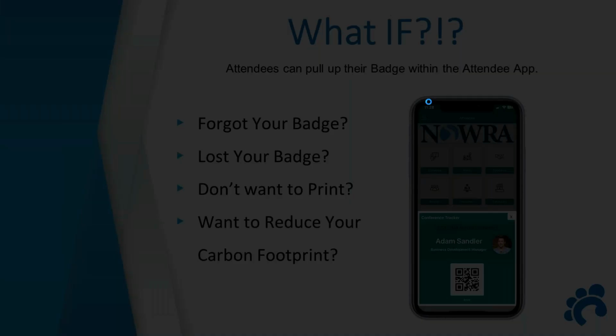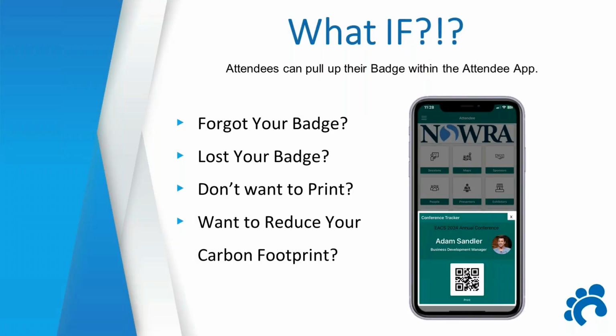Now, one last option is the attendees do have the ability through our attendee app to pull up their own badge or their own QR code. This has been a great option for attendees that maybe forgot their badge and they're going to a session, or they lost their badge, or maybe, we've had a couple events do this, they don't want to have a physical badge anymore. Maybe they want to reduce their carbon footprint, so they're not doing printing this year. And the attendees can just pull up their QR code, their badge, right on their own phone through our attendee app, and you can scan off of their phone for your attendance tracking.